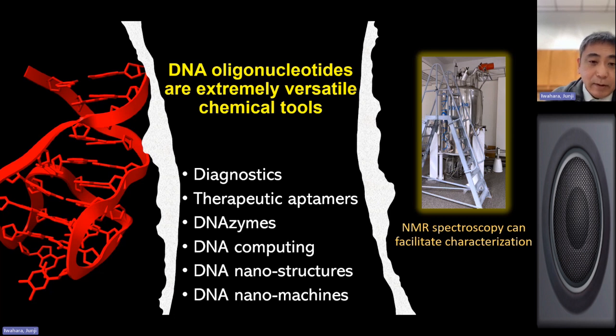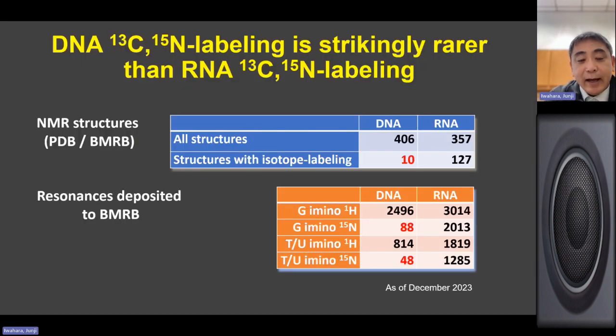And you can even use DNA for DNA computing. In principle, heteronuclear multidimensional NMR spectroscopy should be useful for these areas of research using DNA. However, the use of such heteronuclear NMR for these materials is quite rare. Here is some statistics about DNA isotope labeling. And you can see that DNA isotope labeling is strikingly rare compared to RNA isotope labeling.